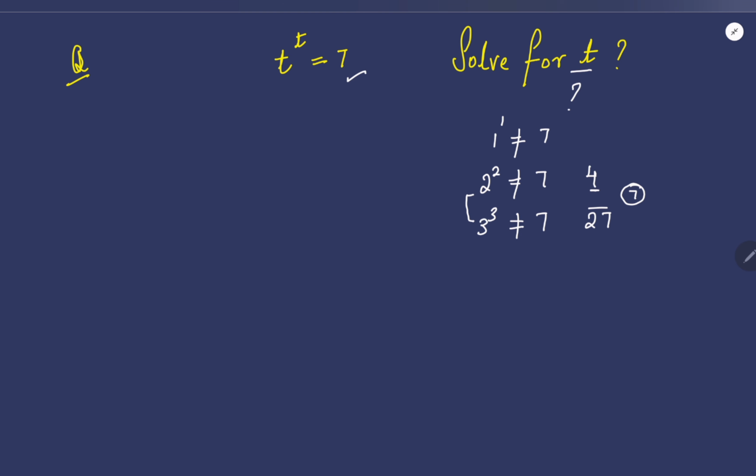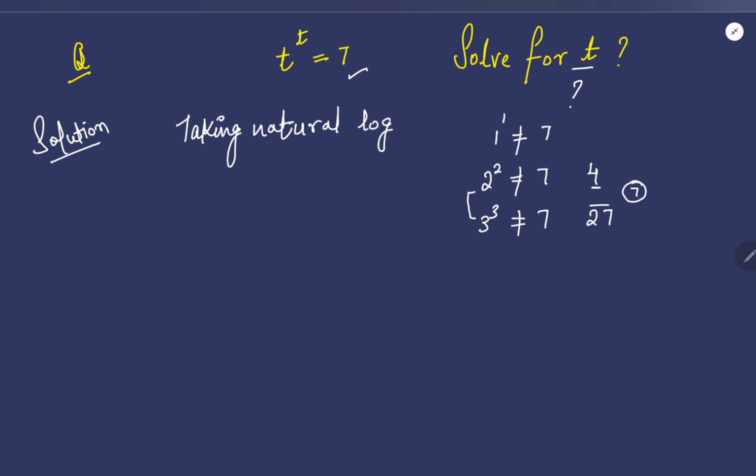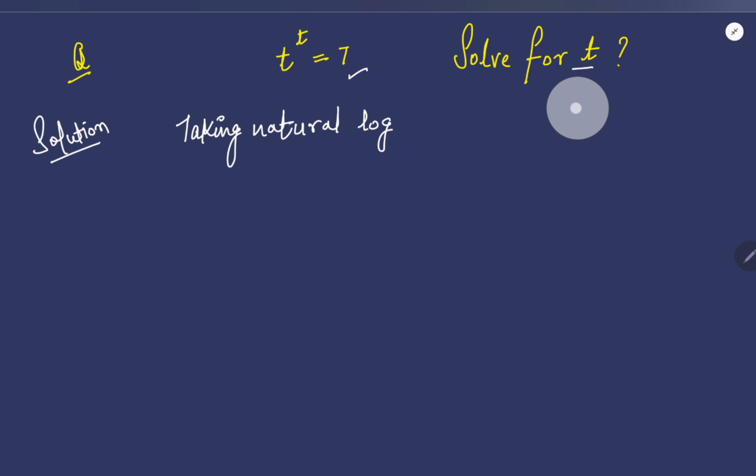Okay. So now we have this t raised to power t is equal to 7. What is the solution? How do we do these questions? Whenever you see that the power is a variable, always take natural log on both sides. Taking natural log on both sides, right? What will we get? Natural log of t raised to power t is equal to natural log of 7, right?